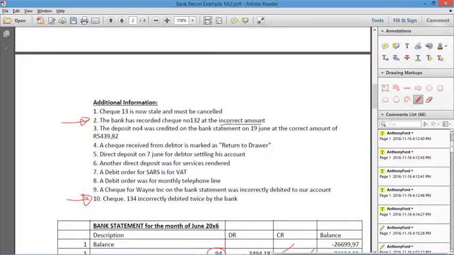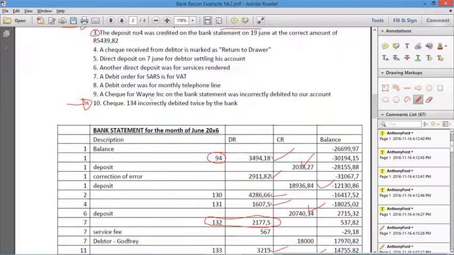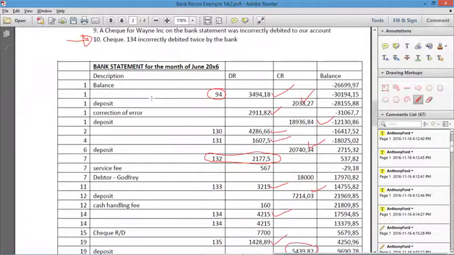Right, and I look at the additional information. What does it say? There's point number 3: deposit number 4 was credited on the bank statement on 19 June at the correct amount. So whose books are correct? The bank's. Whose books are incorrect? Ours. So do we adjust or reconcile? Adjust. Okay, what are we going to do to the account? Make it bigger or smaller?